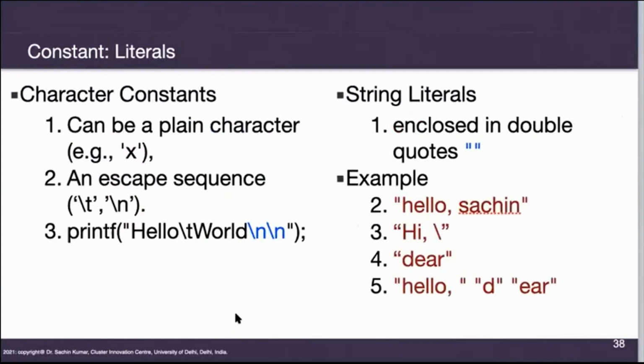Now, for character literals, you can write a single quote with X, or escape sequences. These are also constant character literals, and they cannot be changed once they have been assigned. For example, in the form of a string, you write "hello Sachin", "hello your name", "hi dear". Whatever is in double quotes is a collection of characters and is called a string literal. Whatever is in single quotes is called a character constant, or character literal.